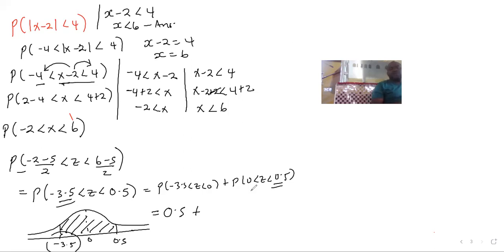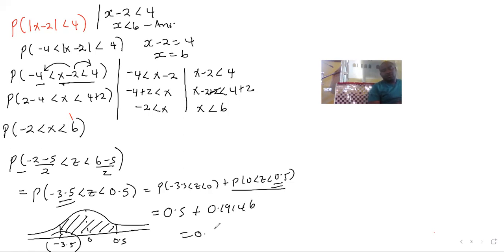Now put here Q of 0.5. What do you get? Actually, that means anything beyond the 3 is very negligible. 0.19146. So when you add them, you get the answer.